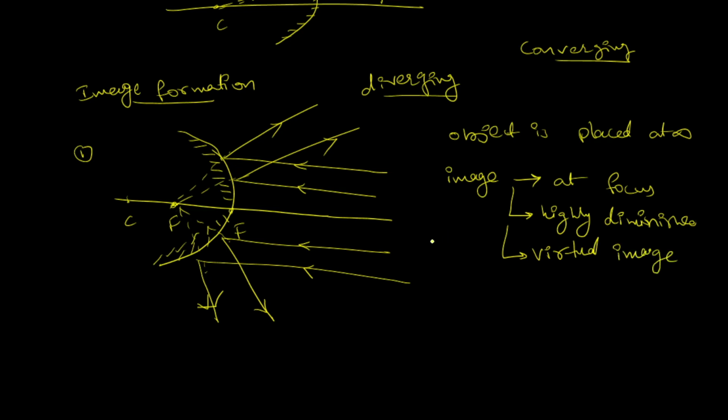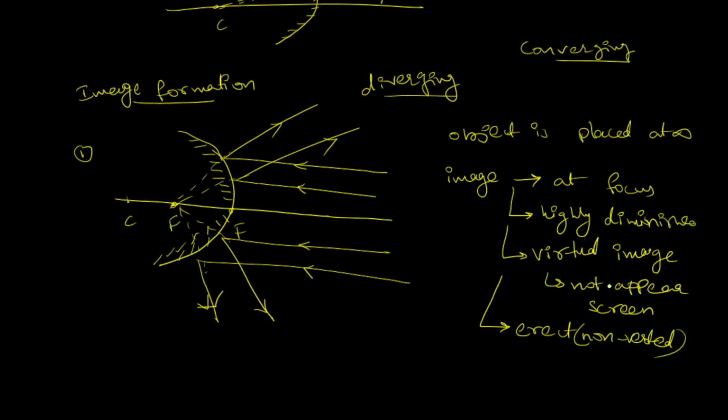One more point is, virtual images are not seen on screen. The virtual images will not appear on screen. Okay, real images we can see on the screen. And the image will be erect. Erect means not inverted, non-inverted. The image is non-inverted.